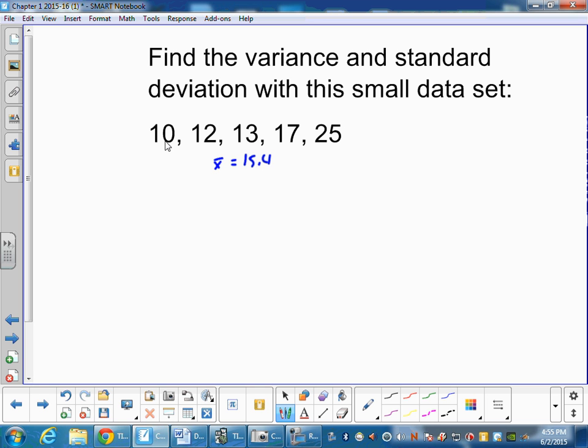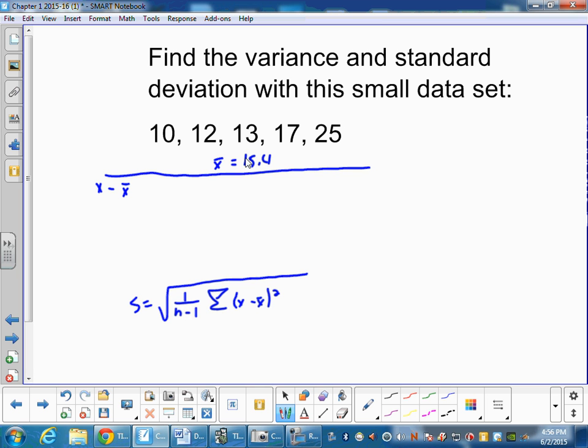So now I want to take each of these values and subtract it from 15.4. We want to take the square root of 1 over n minus 1 times all of our x's minus our mean, squared. So we found our x bar. Now let's take each of these and subtract our mean. 10 minus 15.4 is negative 5.4. 12 minus 15.4 is negative 3.4. Here we have negative 2.4. 17 minus this will be 1.6. 25 minus this is going to be 9.6. So we have each of these values, and now we're going to square them.